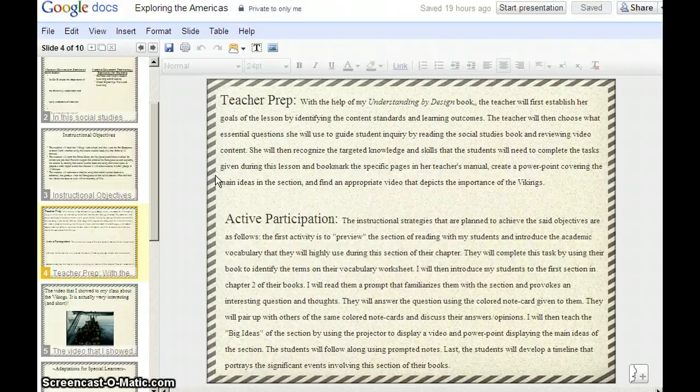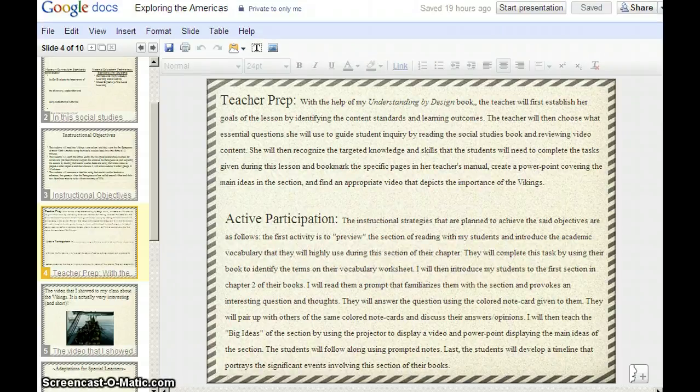So I used that book to help establish my goals for the lesson and identify the content standards and learning outcomes. I then chose what essential questions would be used to guide my student inquiry, and I did that by reading the social studies book and reviewing video content. I also used my Missouri State standards to guide that as well. I then recognized and targeted the knowledge and skills that my students would need to complete these tasks during the lesson, and I did that by bookmarking specific pages in my manual. I created a PowerPoint covering the main ideas in the section.